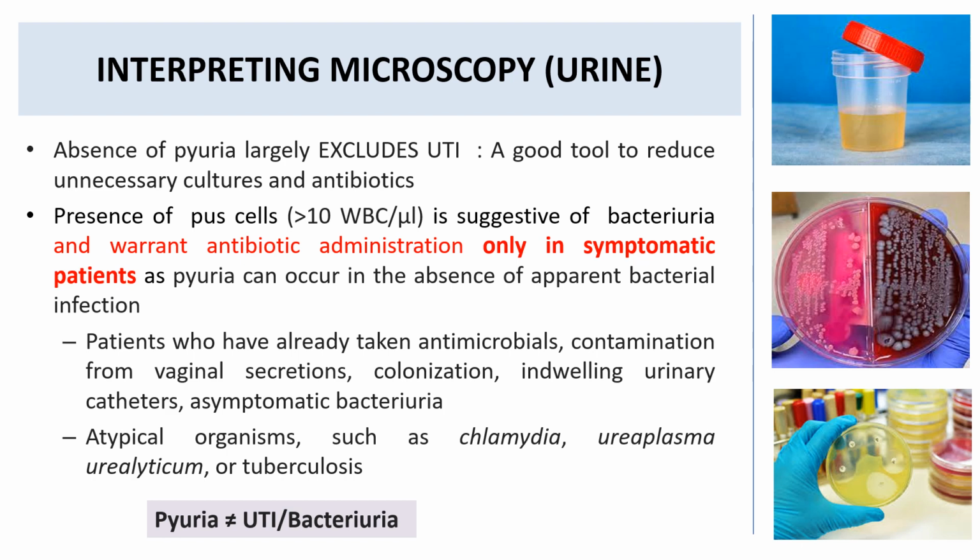As pyuria can occur in the absence of apparent bacterial infection, like with antimicrobials, or where there is contamination from vaginal secretions, or colonization, or catheterization, or asymptomatic bacteriuria. It can also be seen in atypical organisms such as chlamydia, ureaplasma, and tuberculosis.